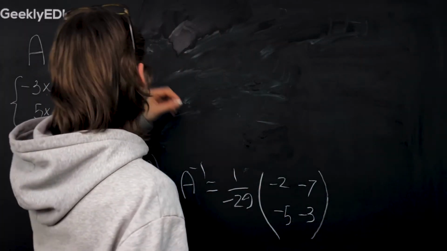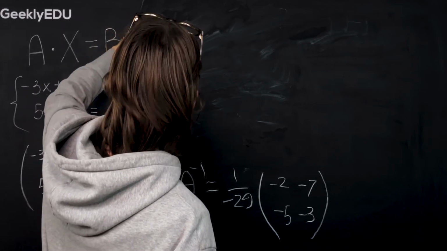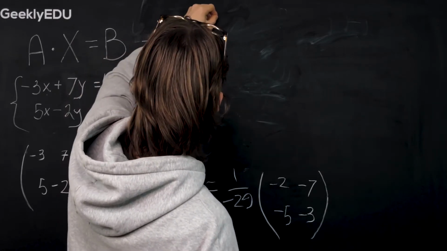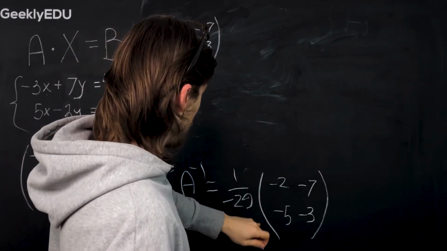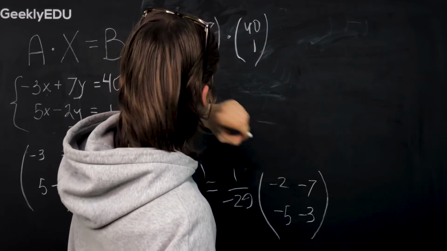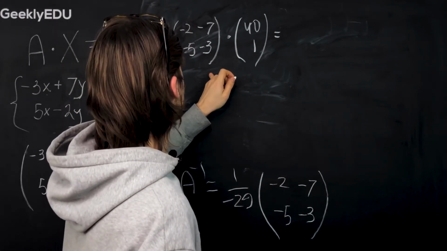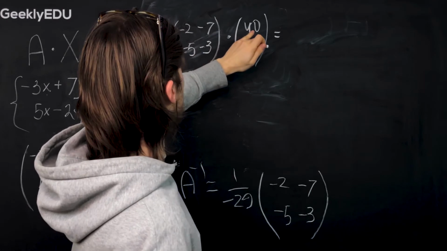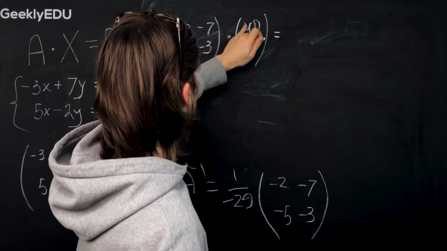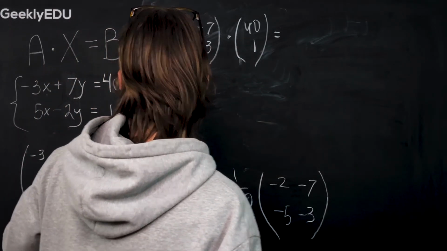All right, so let's start by writing our inverse matrix again. 1 over negative 29 multiplied by negative 2, negative 7, negative 5, and negative 3. And we multiply that by our constants matrix. And let's see what we get. So if you remember, the multiplication happens like this. We multiply the first row of the first matrix by the column of the second matrix, and then the second row by this column. And that gives us our variable matrix with x and y.